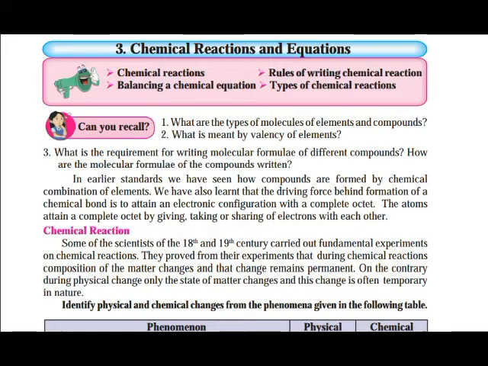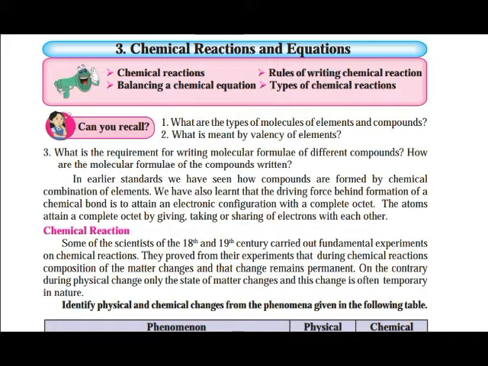Chemical reaction. What is a chemical reaction? Some of the scientists of the 18th, 19th century carried out fundamental experiments on chemical reactions. They proved from their experiments that during a chemical reaction, the composition of matter changes and that change remains permanent. Whatever products are formed, those are permanent products.